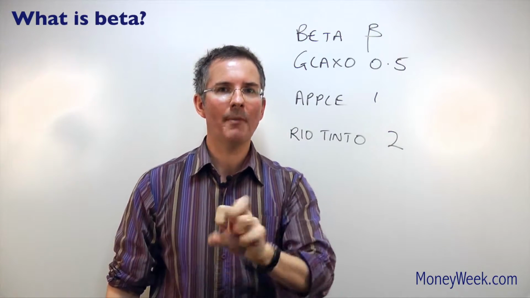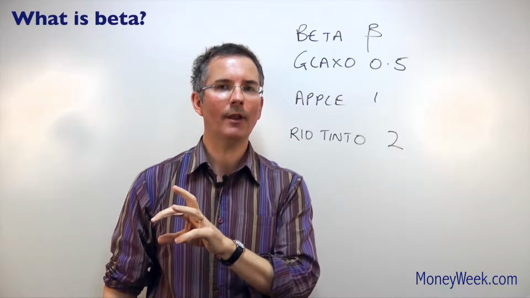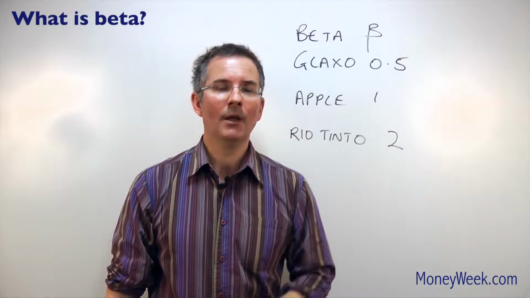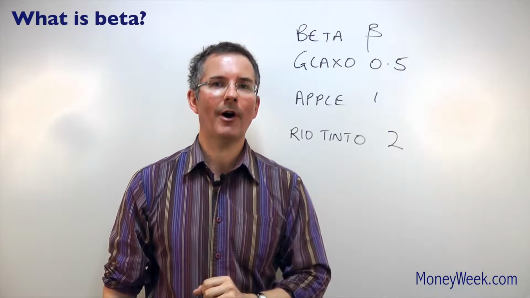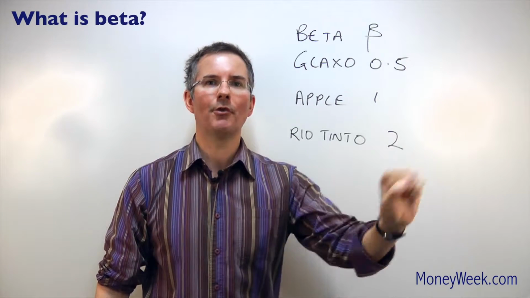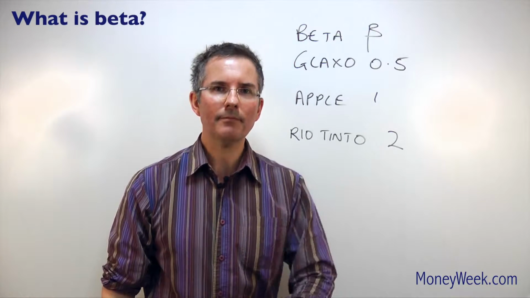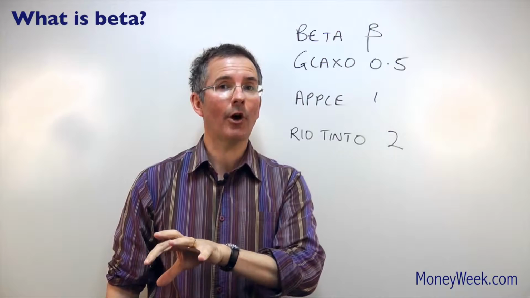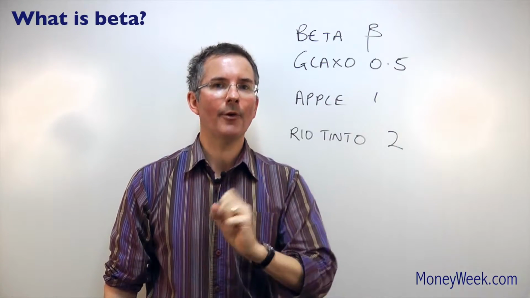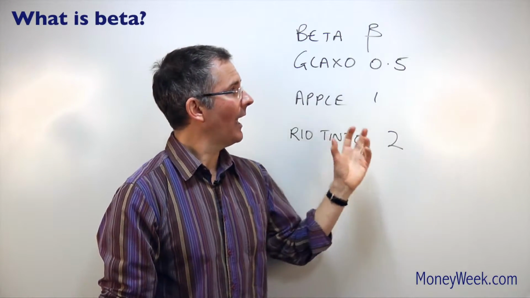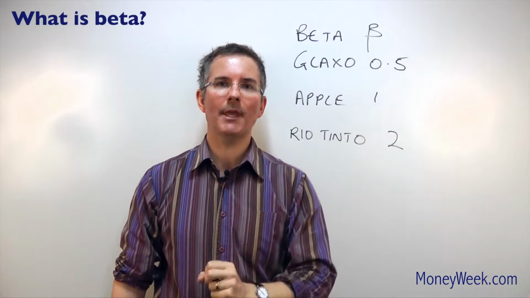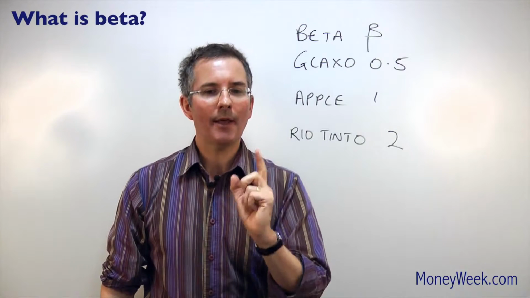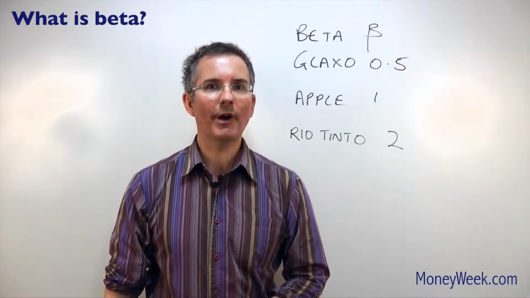Do they move with the market? Do they move less than the market, low volatility, or do they move more than the market? And the market is often defined as, say, the S&P 500, if you're looking at the US, or a version of the FTSE. The 100 is a bit narrower, but you could take, for example, the FTSE All-Share. All right? So beta is a measure of how volatile a particular stock might be when measured against the rest of the market.